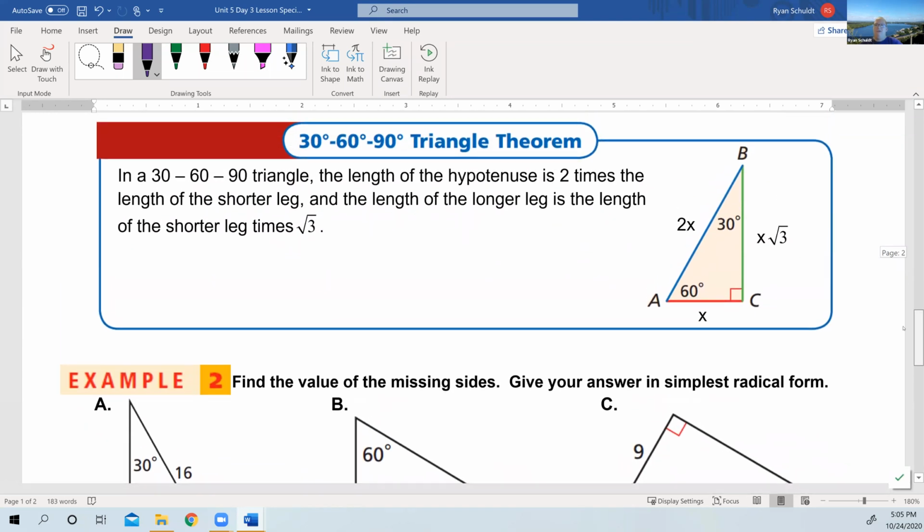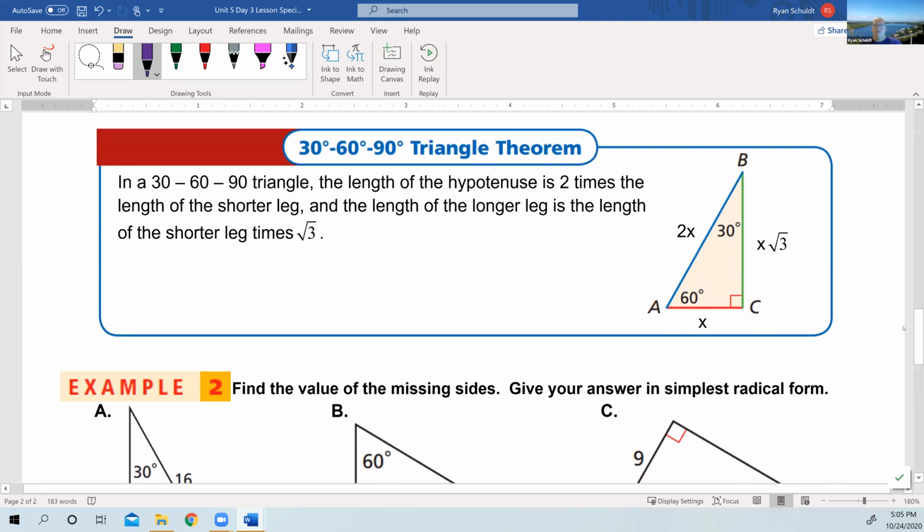So in a 30, 60, 90 triangle, the length of the hypotenuse, so remember the hypotenuse is our longest side, is 2 times the length of the short leg. So the length of our short leg here is x. And the length of the longer leg is the length of the shorter leg, so remember, our shorter leg is x times the square root of 3.